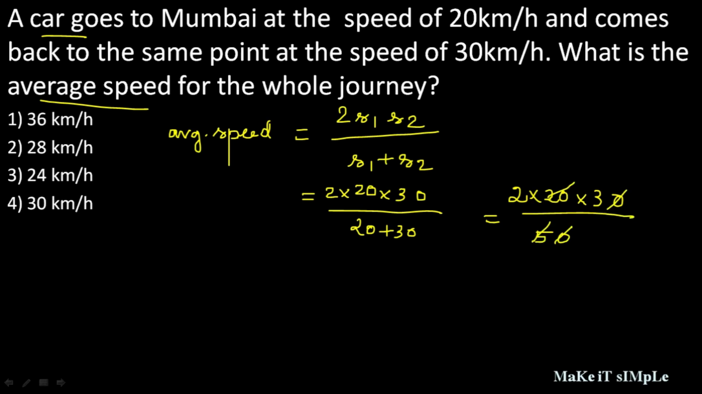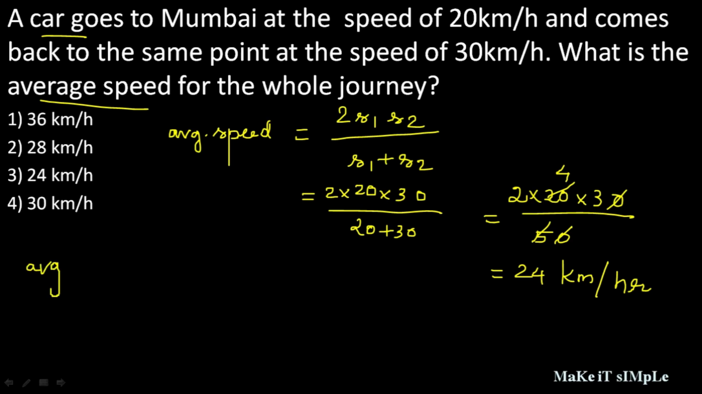So the 0 and 0 will get cancelled, and 5 4 times of 20, then we will be getting it as 8. 2 4s are 8, 8 3s are 24, so 24 kilometer per hour. Just remember, since they asked average speed, don't think that we can just add these two speed values and divide by 2, so that concept won't work here. So we have to use this formula.